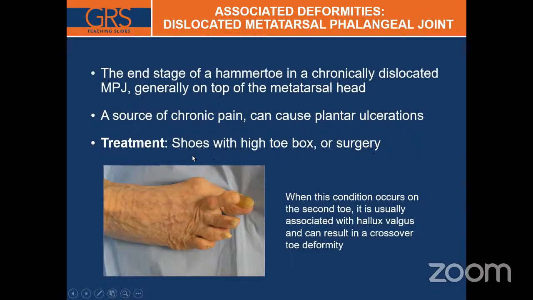The conservative management includes shoes with a high toe box. As we can see in this picture, this condition occurs when the second toe, usually associated with Hallux Valgus, can result in crossover toe deformity. So next, I'm going to discuss the Hallux Limitus.